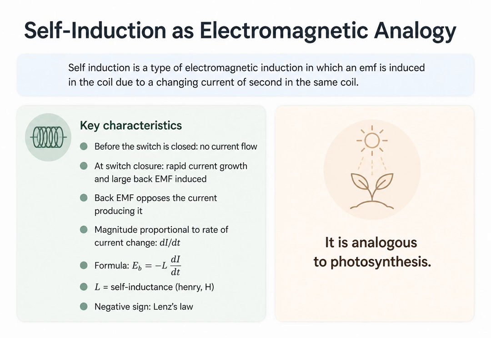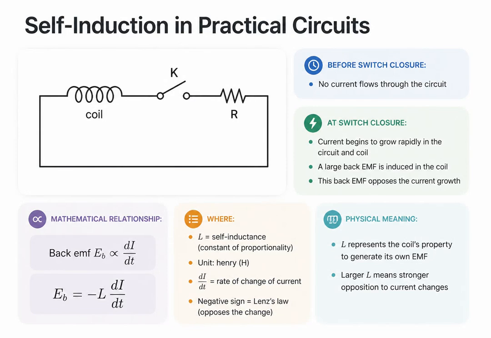This relationship, that back EMF equals negative L times the rate of current change, is the mathematical heart of self-induction, where L captures each coil's unique ability to generate this opposing EMF. In a practical circuit with a coil, resistor, and switch, the self-induction effect becomes very clear.